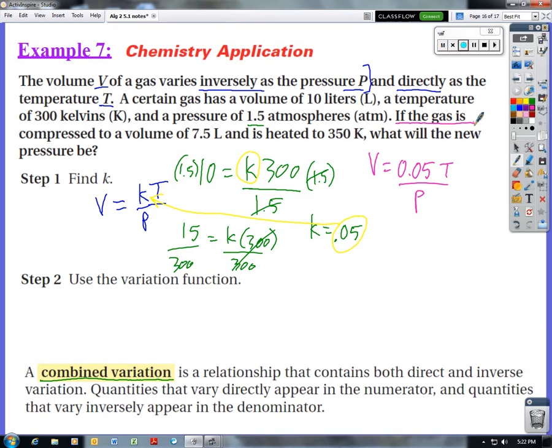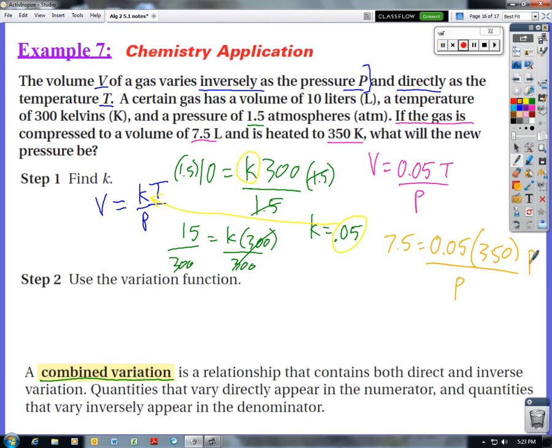If the gas is compressed to a volume of 7.5 liters and is heated to a temperature of 350 degrees Kelvin, what will the new pressure be? Okay, so let's just plug and chug. We've got a volume of 7.5, and then we've got our K constant 0.05, and then the temperature is 350 degrees Kelvin over P. We have to solve for P, our pressure. The variable is in the denominator again, so we have to get it out of there in order to solve for it. We can't solve for it when it's in the denominator.